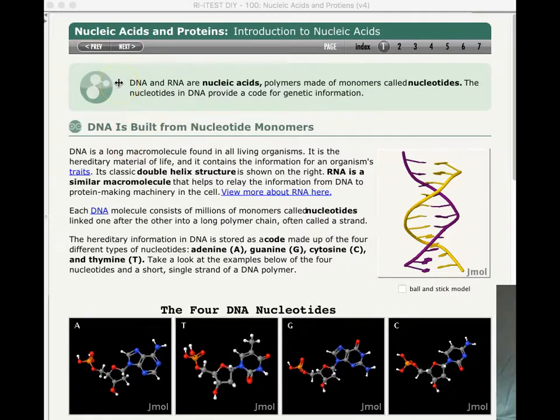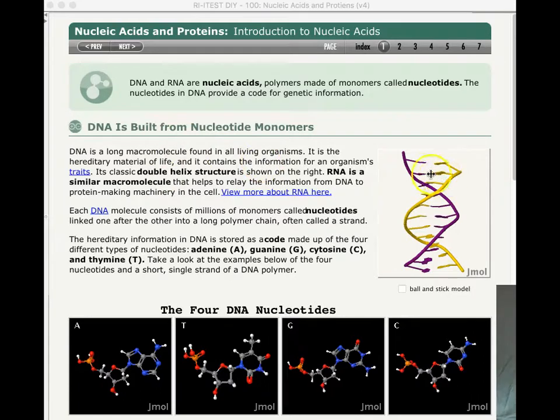We know that DNA and RNA are nucleic acids. That's polymers made of monomers called nucleotides. Nucleotides are the chunks, the sugar, the phosphate, and the base, that make up the molecule. They're kind of like putting Legos together or links in a chain. DNA is a long molecule found in all living organisms. All of your cells have DNA, well, except your red blood cells. And so do all the other organisms that are considered to be living.